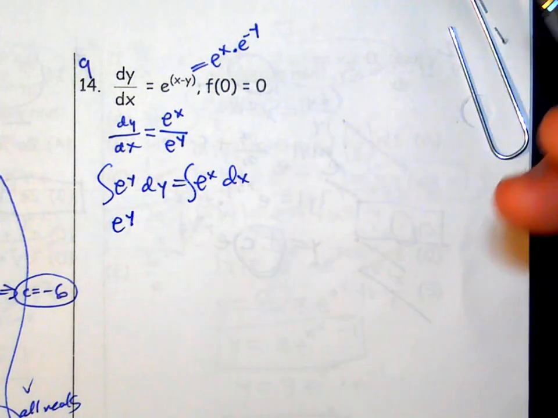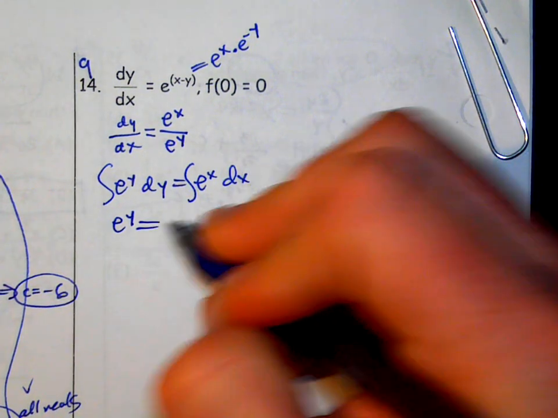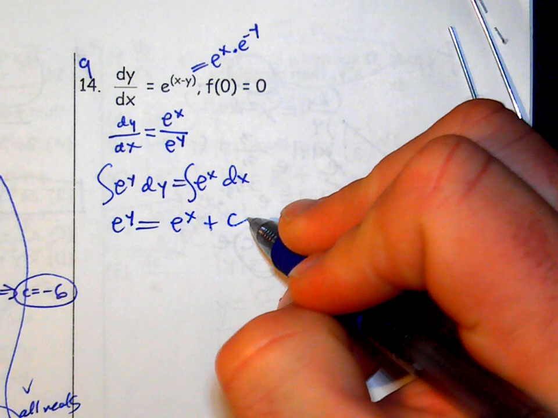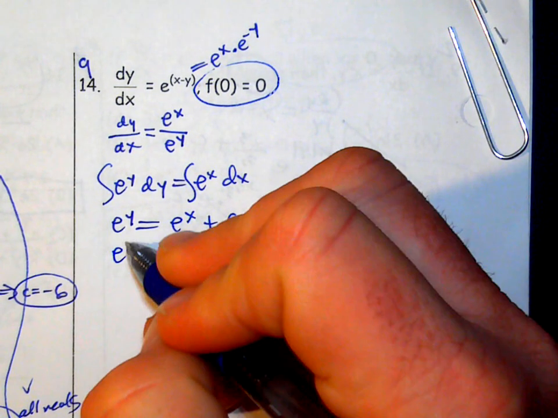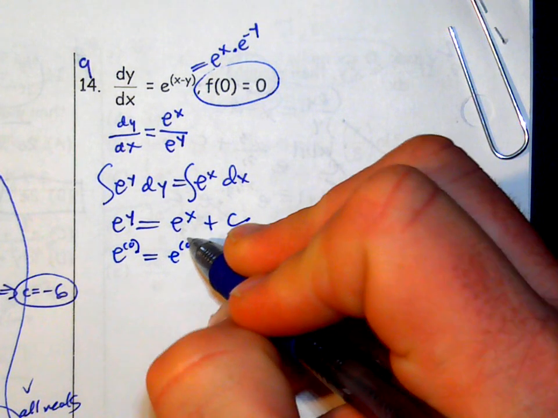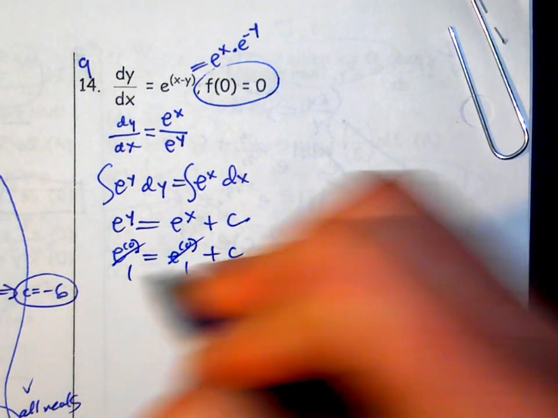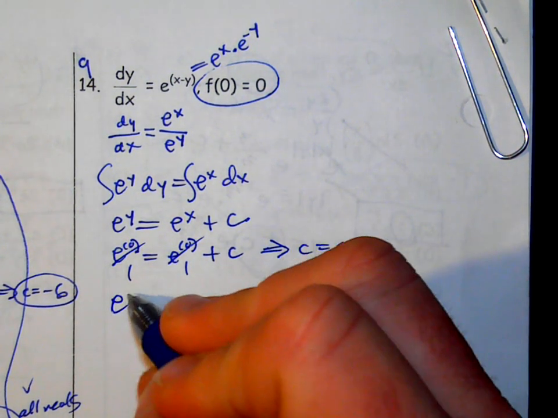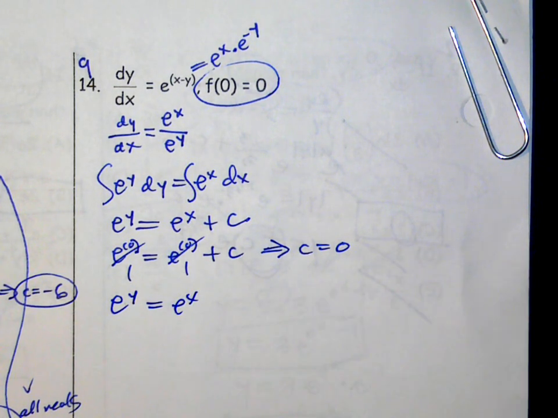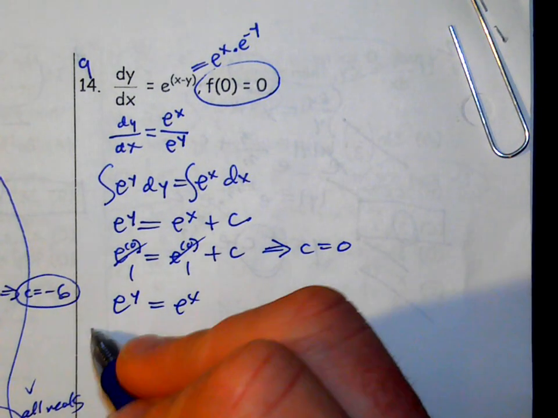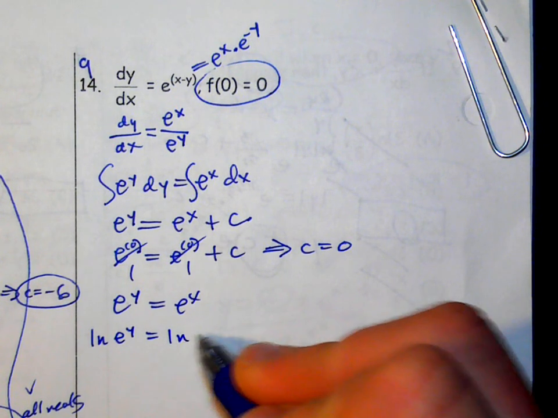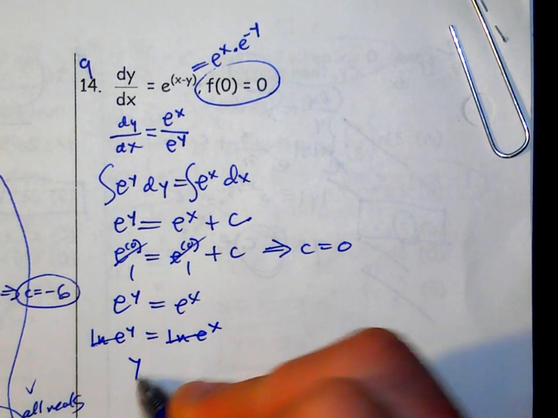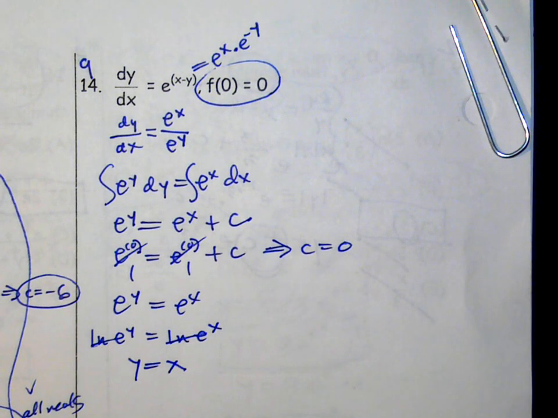The antiderivative of e to the y is e to the y. The antiderivative of e to the x is e to the x plus c. Here's your initial condition. Plug 0 in. Plug 0 in. Now those are 1s, but then if you solve for c, c equals 0. And so we rewrite it, e to the y equals e to the x, and don't need to write the plus 0. Now we got to get y by itself. So you got to take the natural log of both sides. And you get y equals x. Wow, that's crazy. The solution is a line.